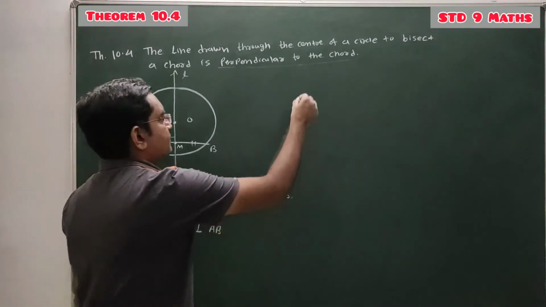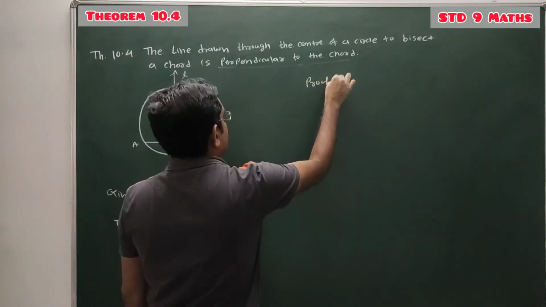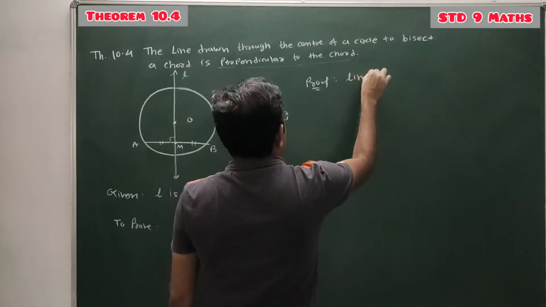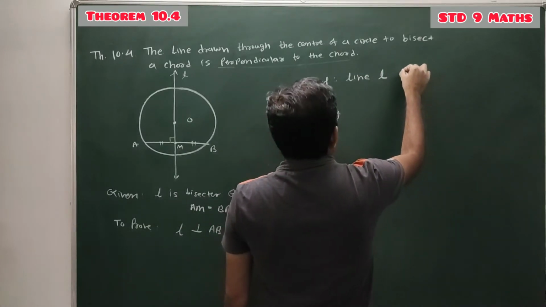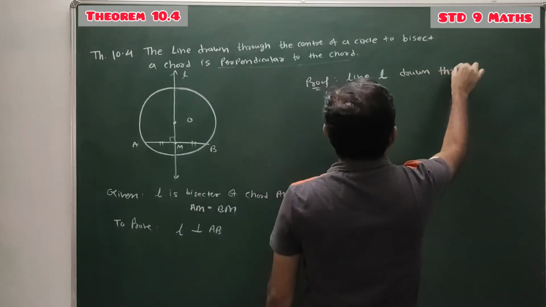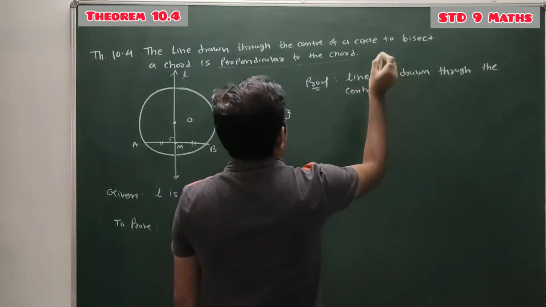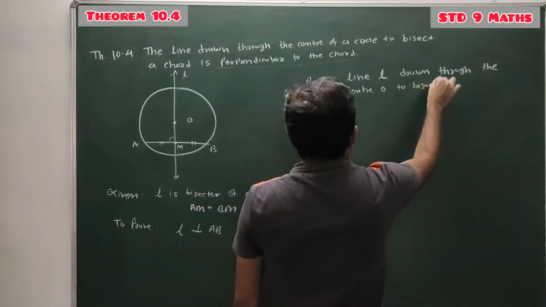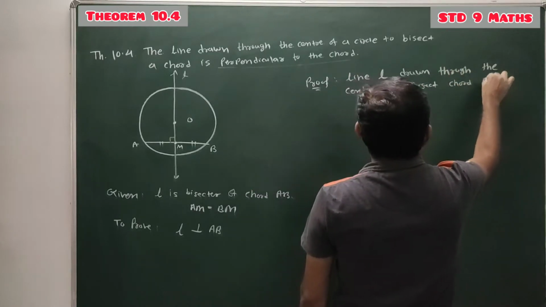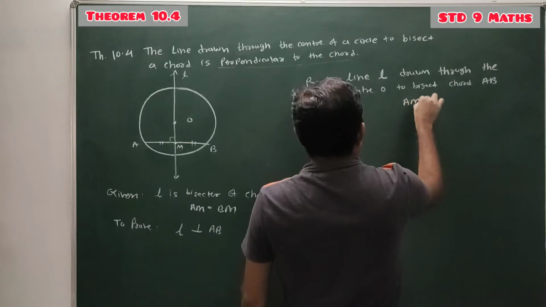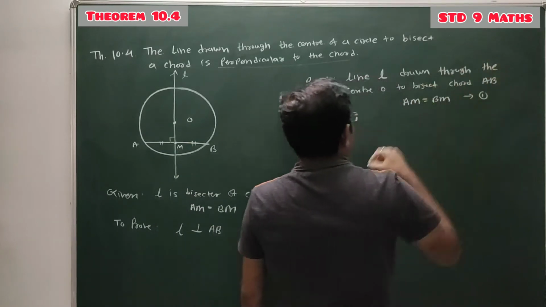Done. That is converse. So now proof. We will prove that this L is perpendicular to this AB by using this given data. So here line L, drawn through the center O, passes through the center of the circle and bisects the chord AB. So here we can write AM equal to BM. Say this one is result number 1.